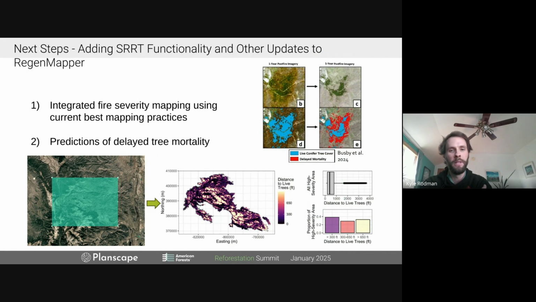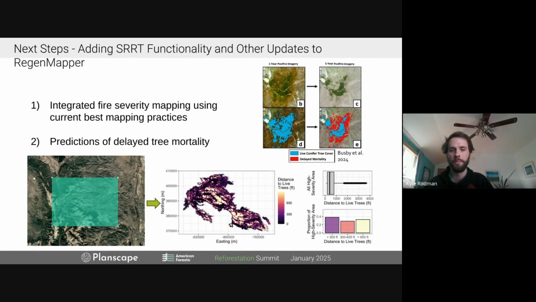So a couple of planned updates. Zach's going to be talking about Region Mapper next, which is a different tool. We are in the process of adding some of the SRT functionality to Region Mapper. Our tentative plan is to merge some of the functions within SRT into Region Mapper, make it a little more user-friendly, make it able to do things like generate the on-the-fly fire severity maps, and also include a component of predictions of delayed tree mortality.